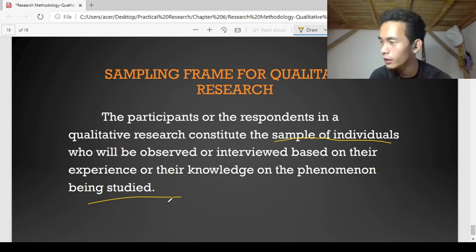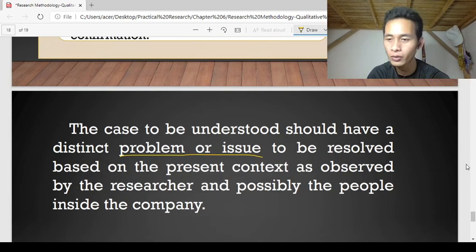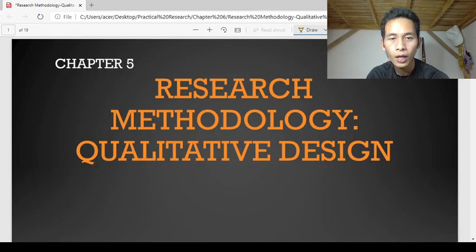And then in qualitative research, as I keep repeating, it is not necessary to have many respondents or participants, because you have to conduct interviews one by one, right? And based on their experience or their knowledge of the phenomenon being studied. That was the qualitative research design, research methodology.